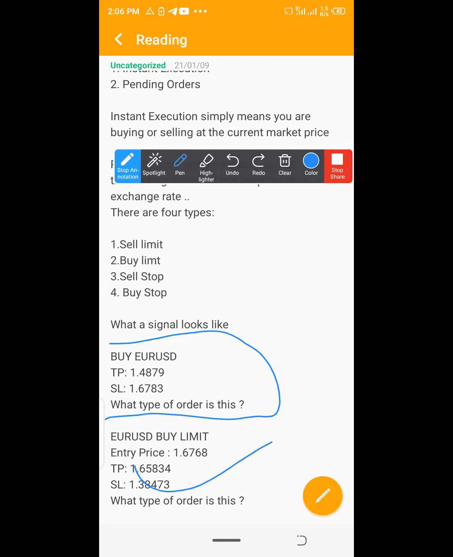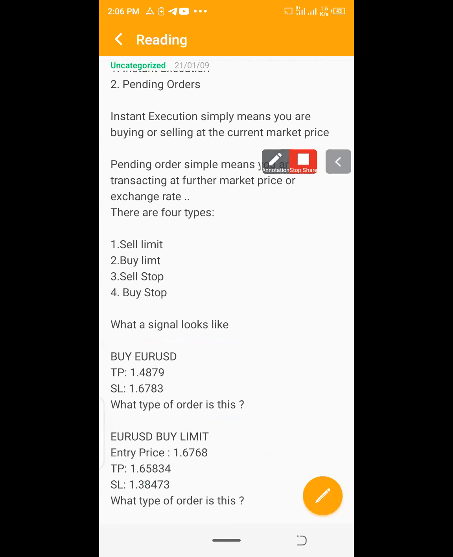Now let's say, for instance, this trade was given to you. What would you have to do? The first thing you do when a trade is given to you is ask yourself what kind of order this is. Once you know the kind of order it is, then you know what to do.